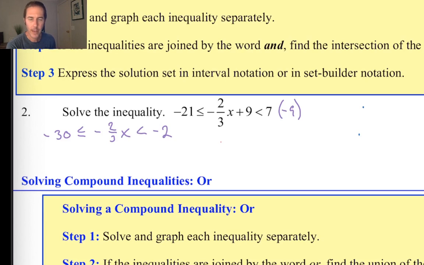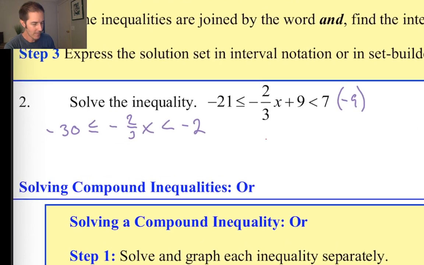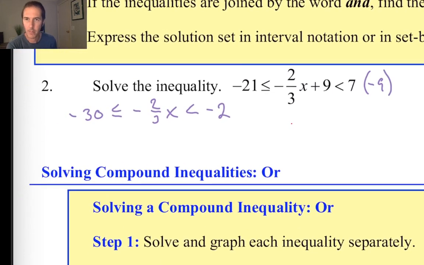What are we going to do next? I'm going to do this in 2 steps, actually. The first thing I'm going to do is get rid of this negative sign that's in the middle. So let's multiply this entire statement by negative 1. That'll change the negative 30 into a positive 30. The negative 2/3 x will become a positive 2/3 x. Negative 2 becomes positive 2.